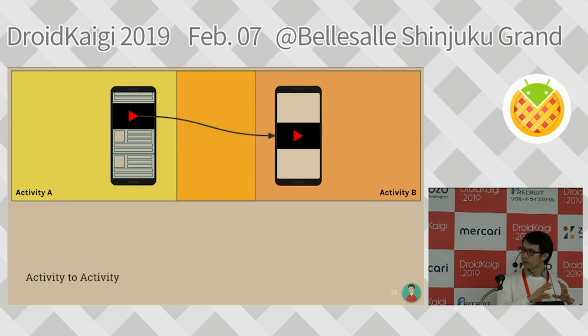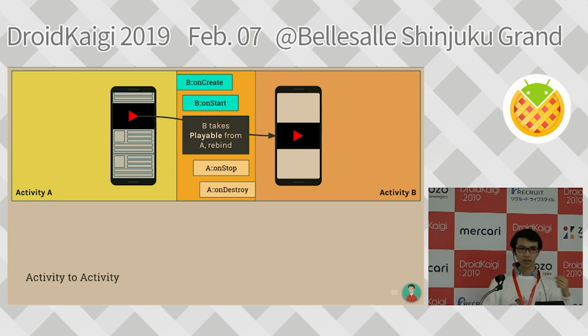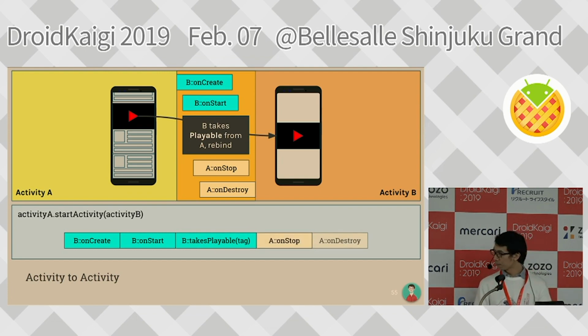Another example is when you open an activity from an activity, and there is no changing-configuration flag for us to observe, but luckily we have the lifecycle callbacks in a really good sequence. When we call start activity, activity B is created first, and after it has started, activity A gets destroyed. In that middle moment, we take the playable instance from activity A to activity B. So activity B is created and started, and from that callback we grab the playable. Then A stops and is destroyed, and we still have the binding between the playable and the new activity. So it keeps playing without any discontinuity.